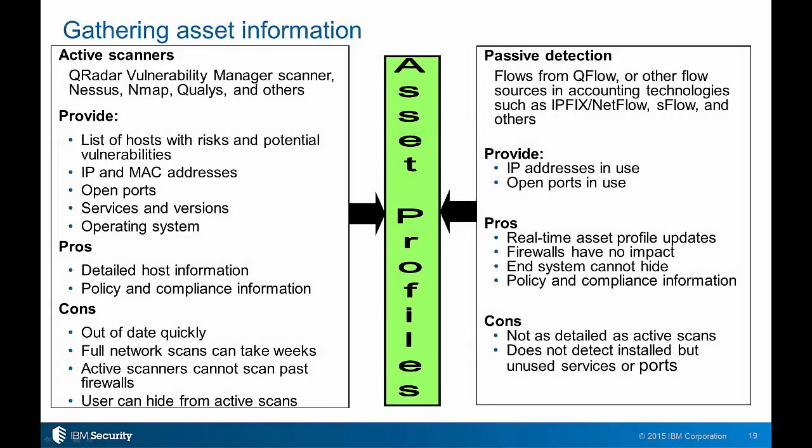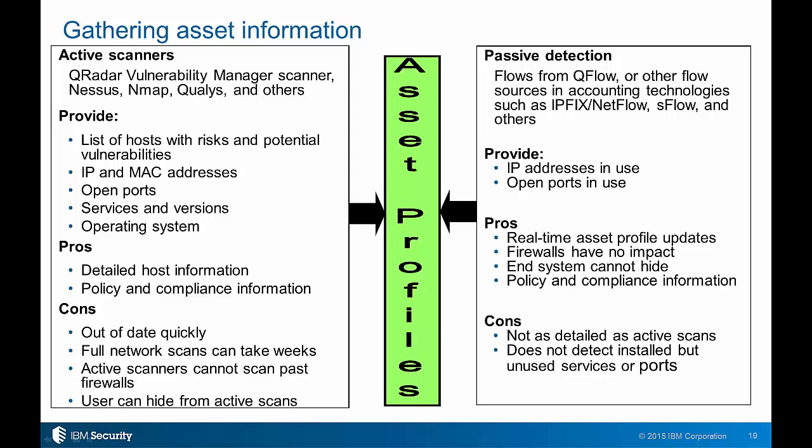The two most common methods used by QRadar to gather asset information are active scanning and passive detection. QRadar uses scanners such as the QRadar Vulnerability Manager scanner, Nessus, Nmap, Qualys, and others that provide a list of hosts with risks and potential vulnerabilities. They also provide IP and MAC addresses as well as open ports, services, and versions. They also list the operating system of the systems.